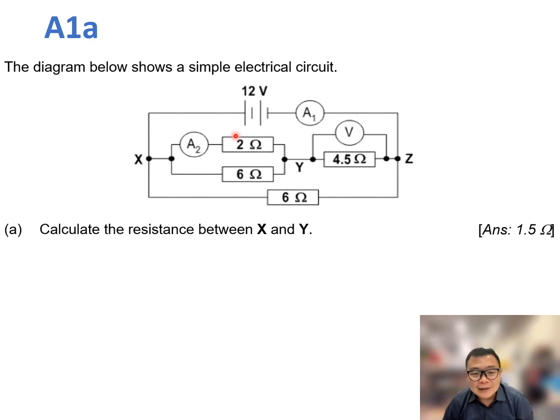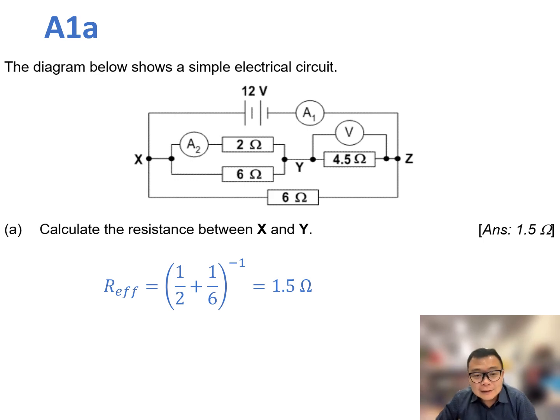In part A, you are to calculate the resistance between X and Y. So we just focus our attention on this part of the circuit between X and Y. We see a 2 ohm resistor and a 6 ohm resistor connected in parallel. We can use the parallel resistance formula to get the resistance of this parallel branch to be 1.5 ohms.